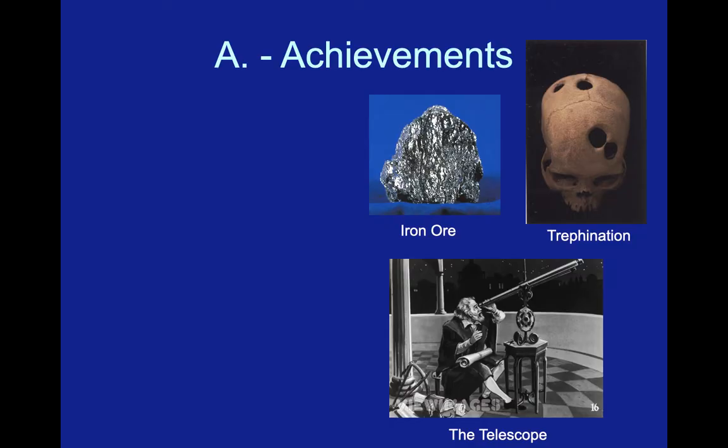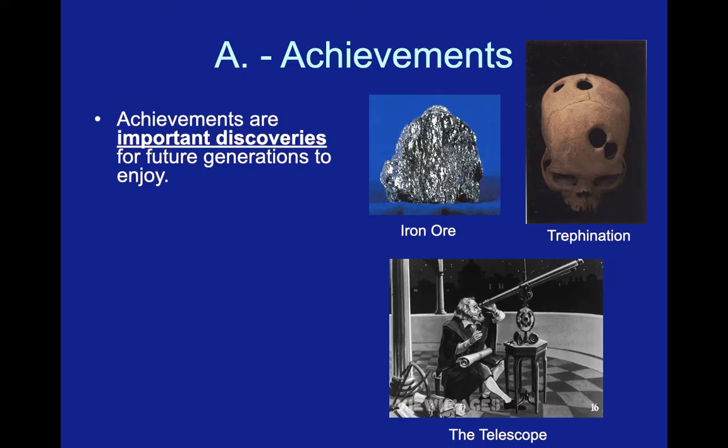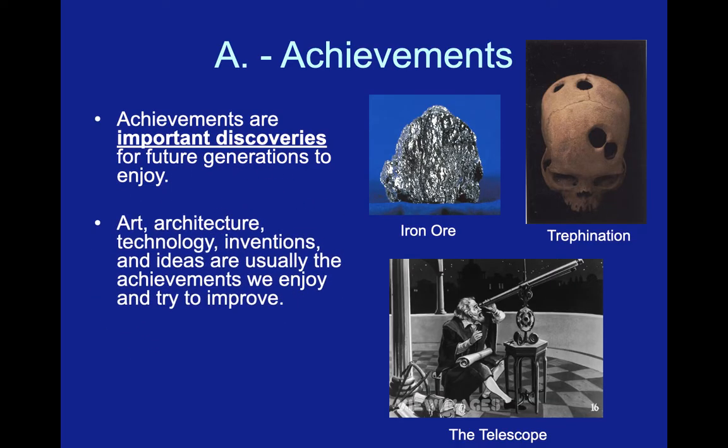When it comes to A, we're referring to achievements. Achievements are important discoveries for future generations to enjoy. These can include art, architecture, technology, and no, I'm not talking about iPads and cell phones, although that is technology. When we're referring to ancient civilizations, we're going to be referring to different types of technology. Inventions and ideas are usually achievements that we focus on.